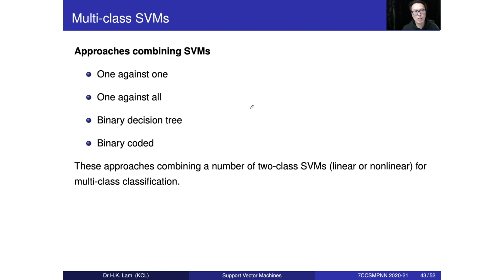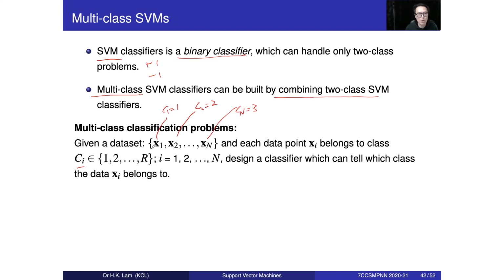In order to combine SVMs to form a multi-class SVM, we have a number of approaches. These are not all approaches, but some commonly used ones. The first one we call 1 against 1. The second one, 1 against all, then binary decision tree and binary coded. We are going to look into the details one by one.